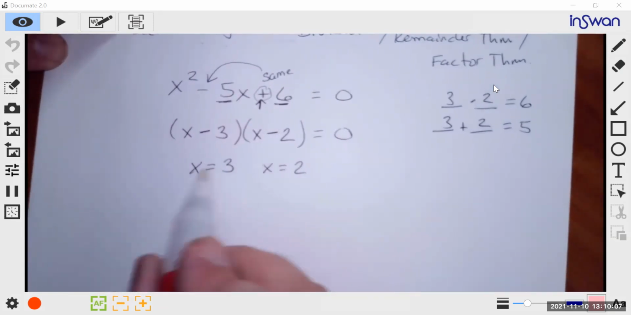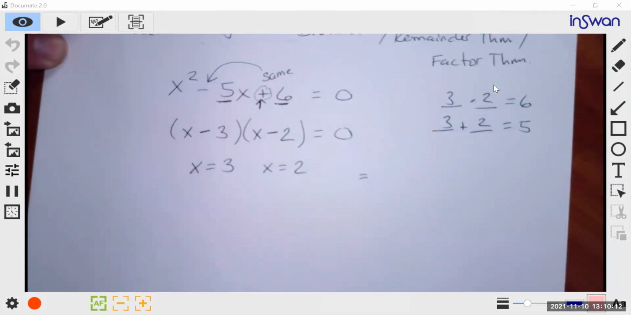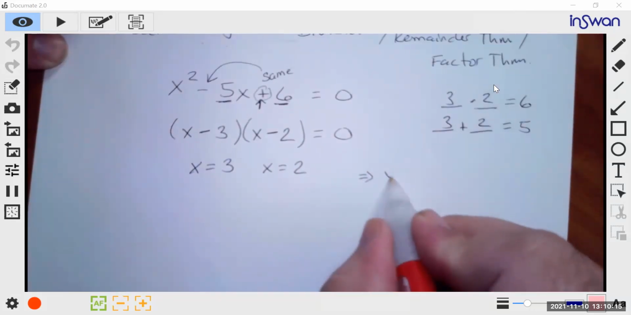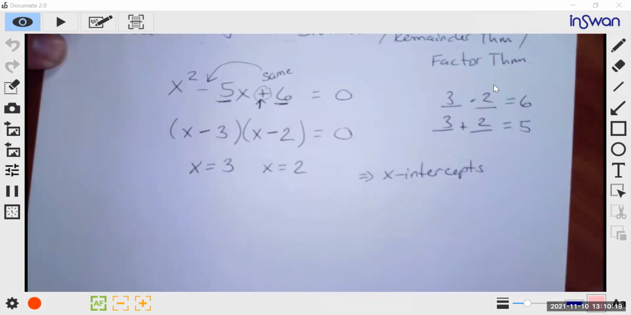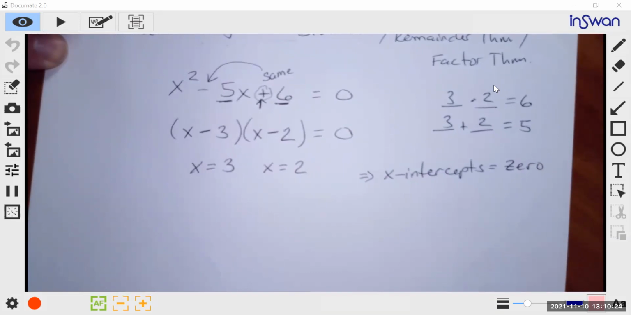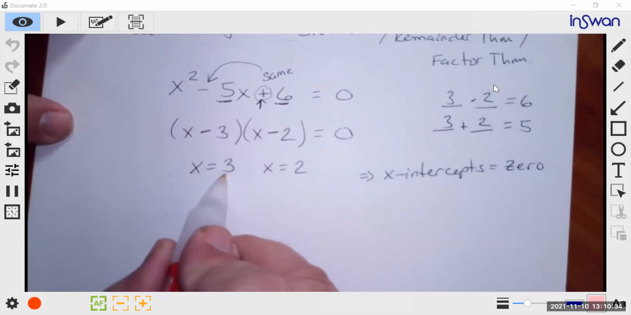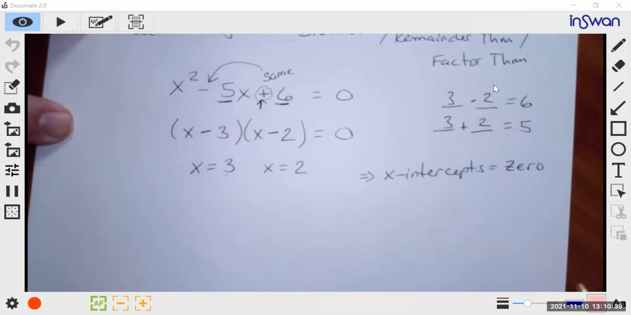So what exactly are these numbers? What do they represent? They're x-intercepts, very good. What else? They're zeros. Why are they zeros? That's how you get this. When you plug it in, yes, if you plug in 3 or 2 inside this original equation, it comes out to be 0. That's why it's a zero. What else is it?